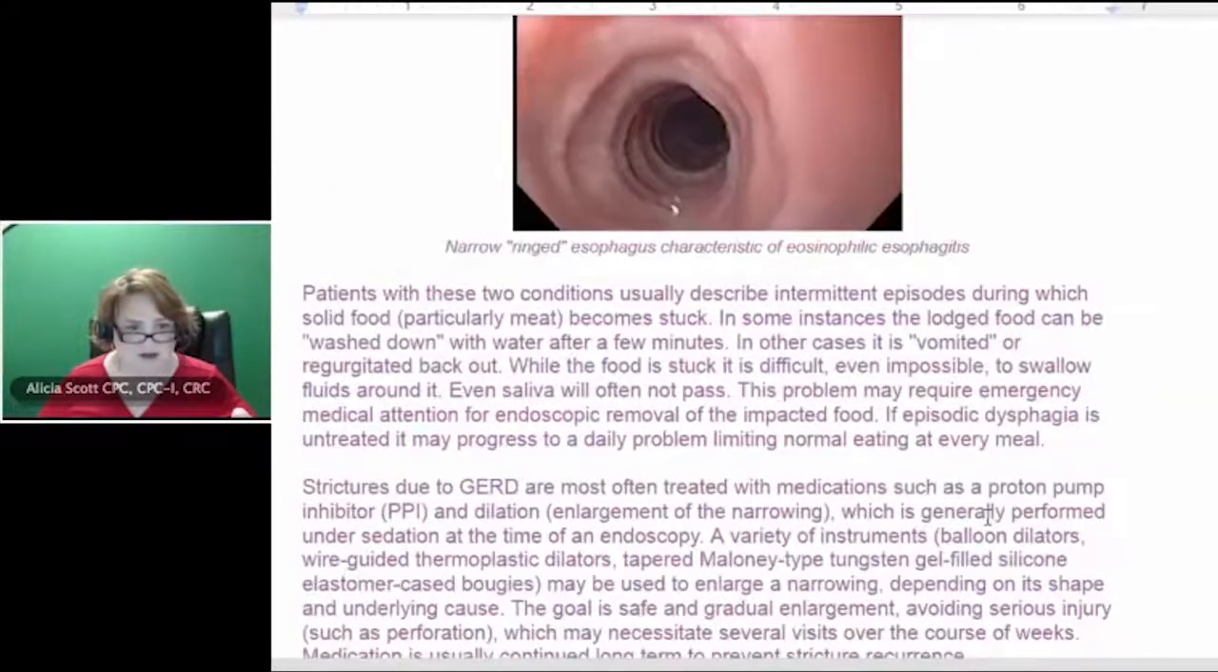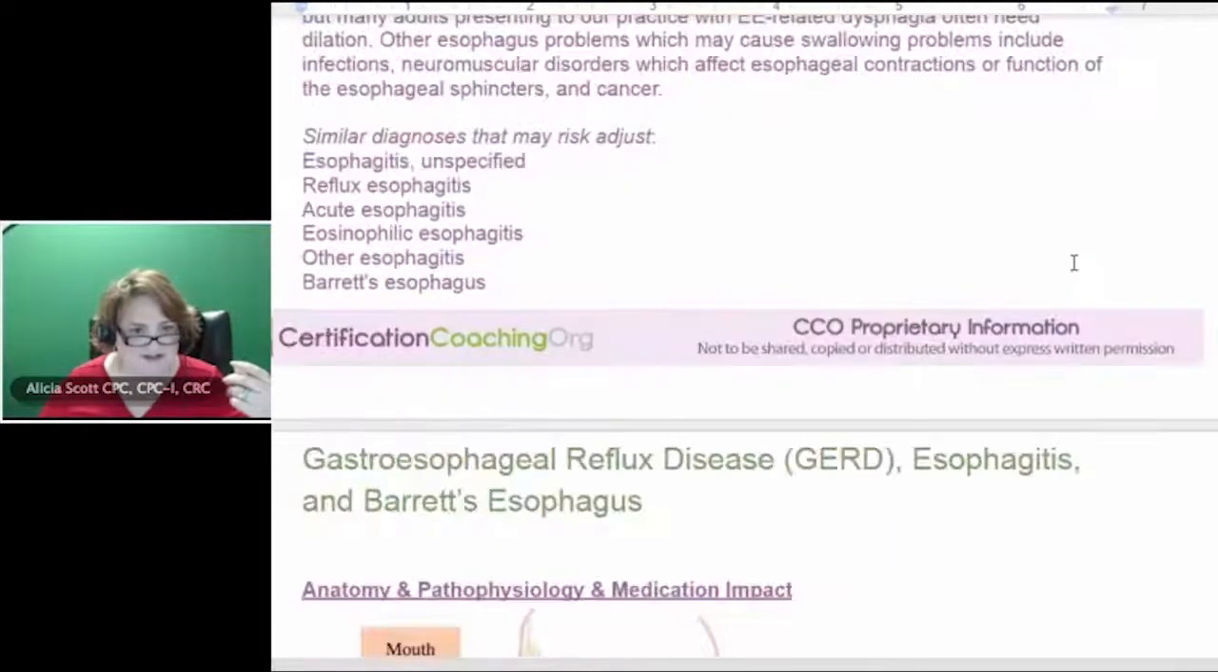There's also some other types of esophageal or esophagitis complications. I made Chandra double check the way I say, let's see, I can't even say it, but anyway, esophagitis. Yeah, there you go. Similar diagnoses that would risk adjust.